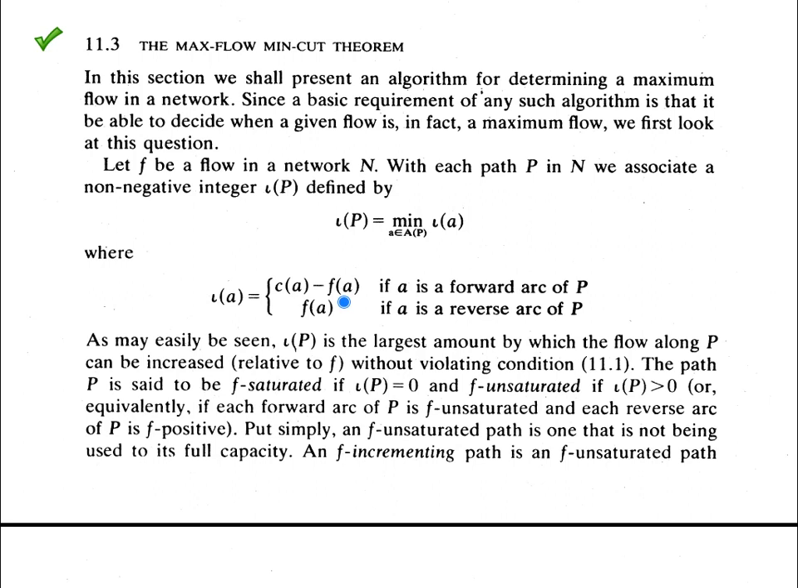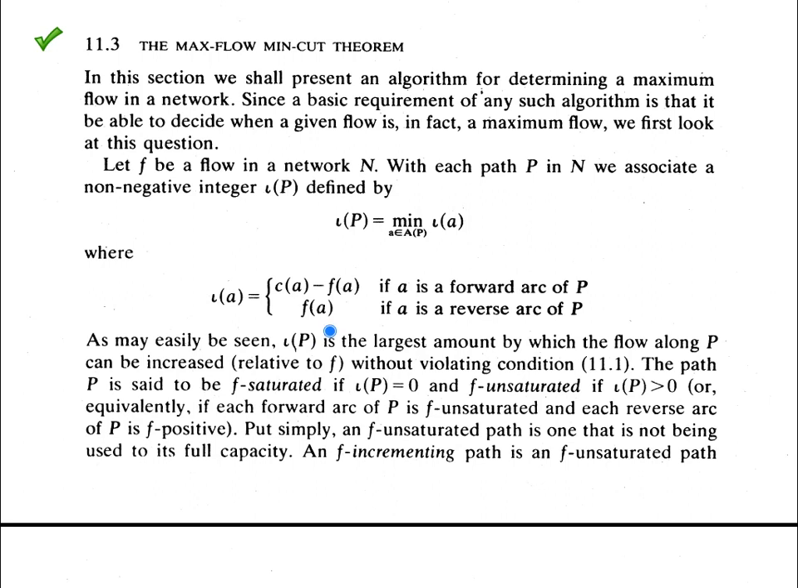If the arc which you meet is in the good direction, it is called a forward arc. But in this path you might also have a reverse arc, an arc which actually goes in the opposite direction of your path. In that case, iota is simply the value of F.